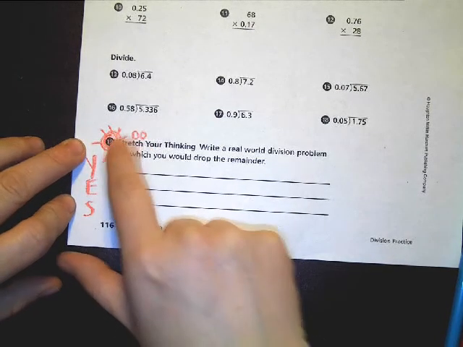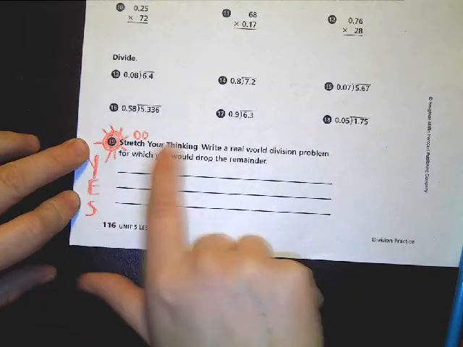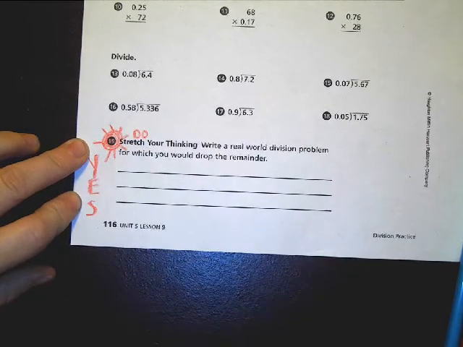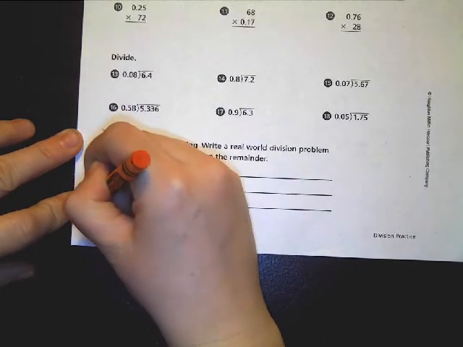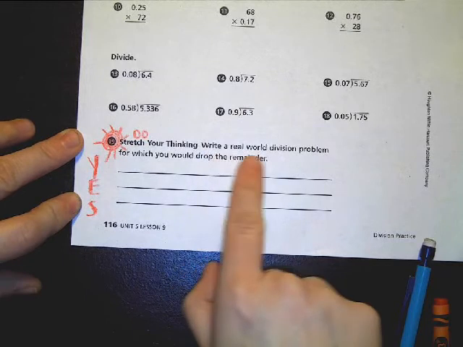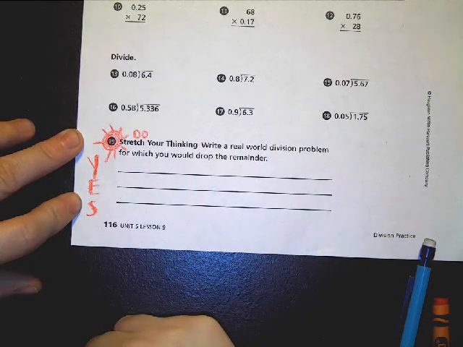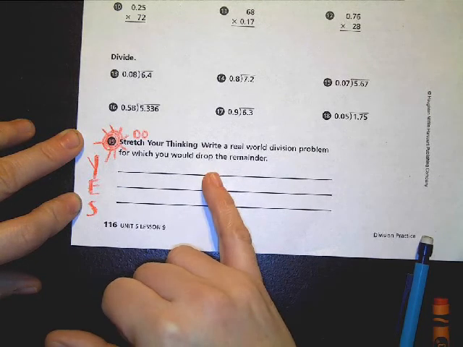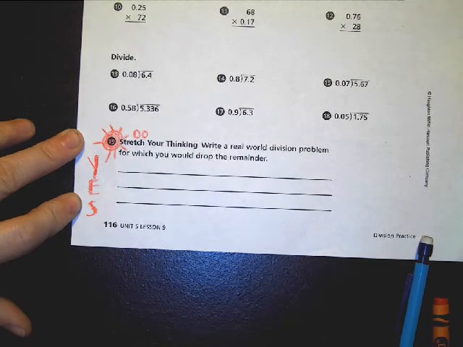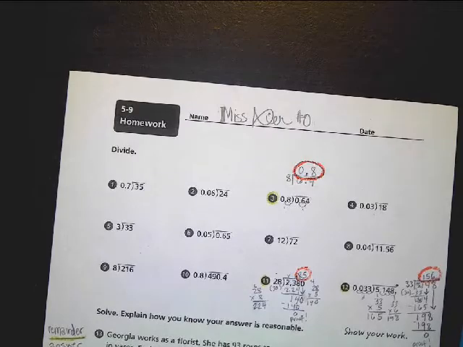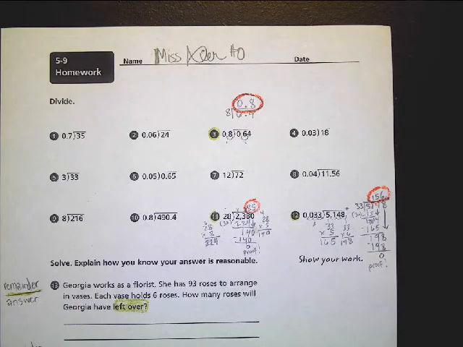So you have to do all on the homework side, all on the remembering side, and guess what? That even includes stretch your thinking today. Take your scarlet, write the word do, make a sunshine over it, and write yes, you have to do this one. It's not optional. It's not for a stamp. It is required today. It's so easy, though. Write a real world division problem for which you would drop the remainder. So I don't even need the numbers that would work. I just want to know if you know of situations where you would ignore the remainder. Okay, good luck with that. Can't wait to read them.